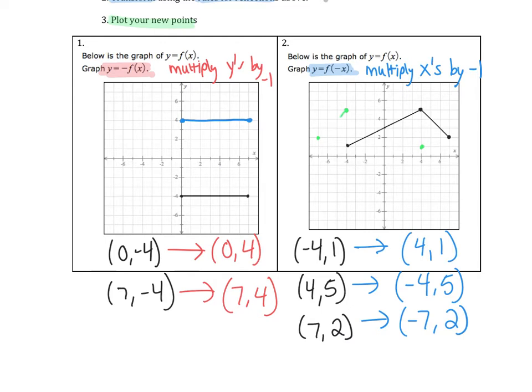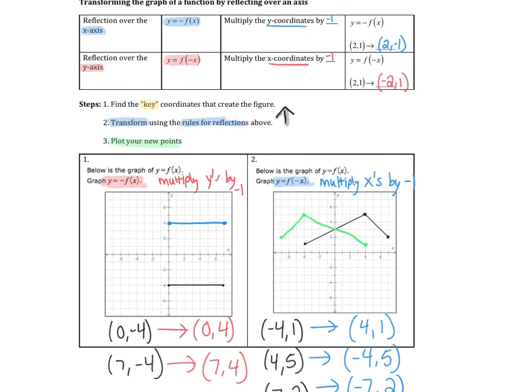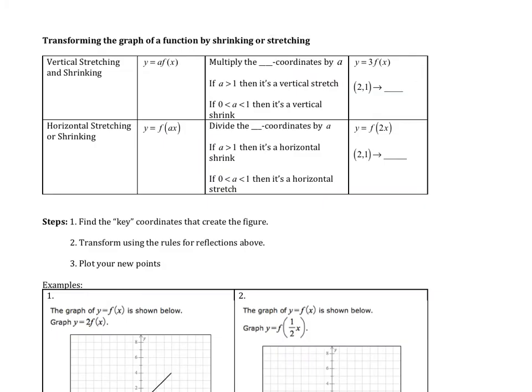So our new function, our new graph of a function, is going to look something like this. So that's a reflection over the y-axis. Okay, so please make sure that you write down your points because that will help you here. All right, in the next one, we're going to talk about transforming the graph by shrinking or stretching.